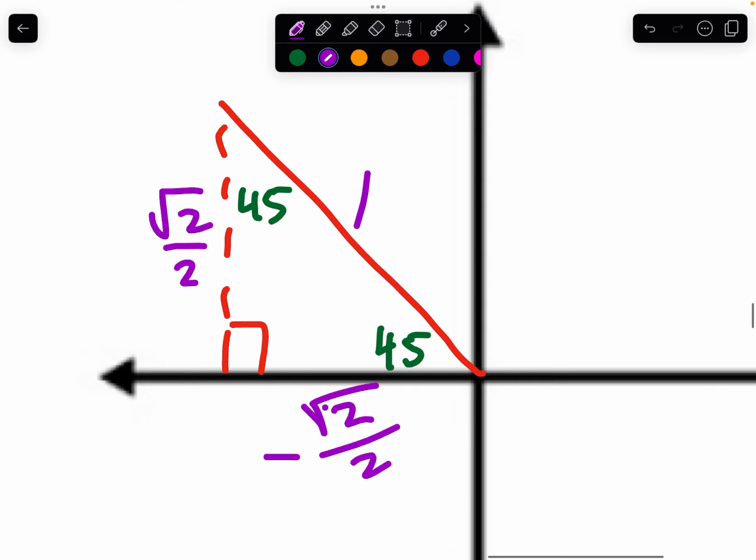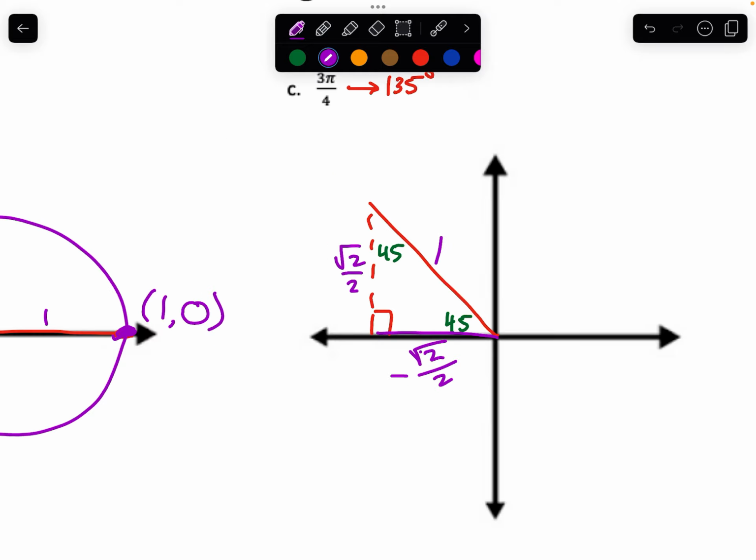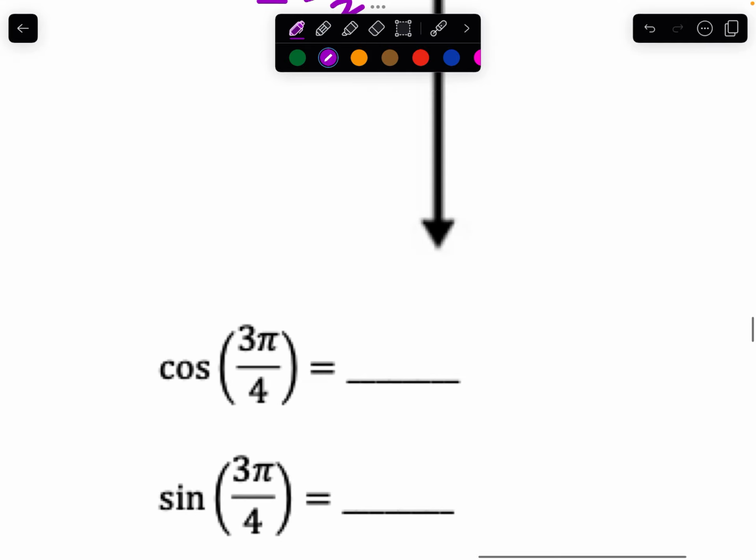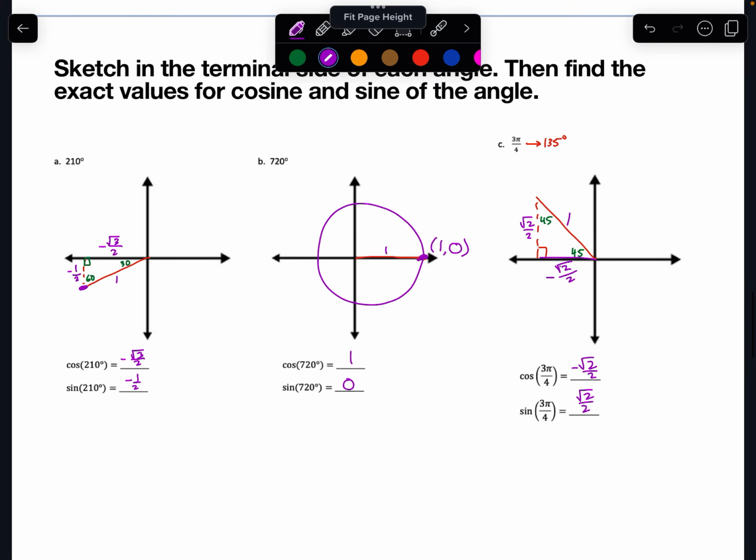We got to consider this one negative because that's a negative x distance to the left of the origin. So cosine of 135 degrees is negative radical 2 over 2. Sine is positive radical 2 over 2. Multiple choice questions here. We're looking at plus or minus 1, plus or minus 1/2, plus or minus radical 2 over 2, plus or minus radical 3 over 2, or 0 as answers for such questions.